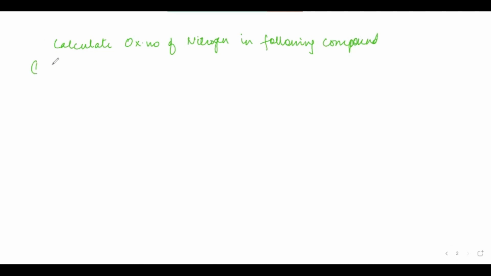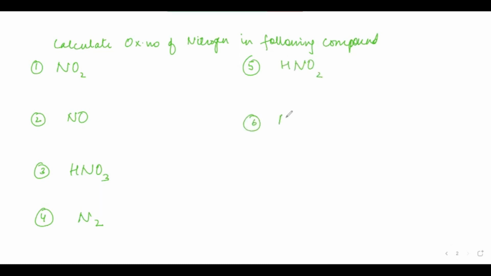So let's have the first one. Let it be nitrogen dioxide. The second one, let it be nitrogen monoxide. Third, it's going to be nitric acid. Fourth, it's going to be N2. Fifth, it's going to be HNO2, nitrous acid. Sixth, we have potassium nitrate. And seventh, we have ammonia. And eighth, we have ammonium chloride, right? So you will be calculating the oxidation number of nitrogen in all these compounds.